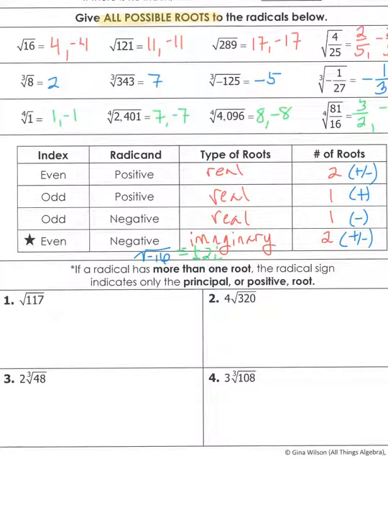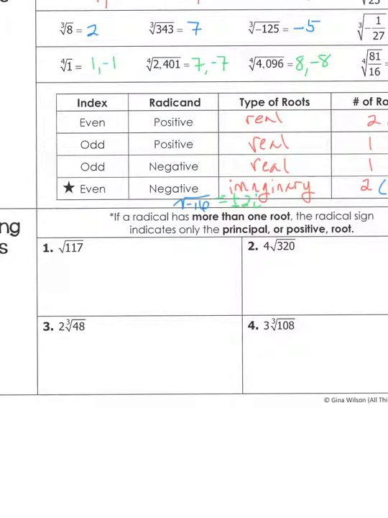Okay, so look at the change in directions. It says if a radical has more than one root, meaning it's an even root, it has a plus and a minus, the radical sign indicates only the principal or positive root. So because I'm asking for the square root of 117, I only want the positive answer. I don't want the positive and the negative answer. Now if I put a plus minus in front, then I want both. If I put a minus in front, then I want the negative answer. But otherwise, I just want the positive.